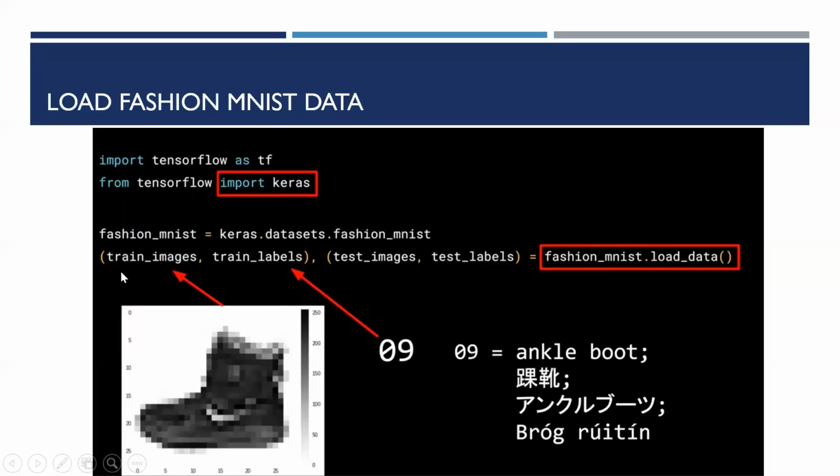So you will have 60,000 training images, and then you will have 60,000 training labels. These 60,000 training images are of 10 classes. So you will have 6,000 images of ankle boots, of coats, of shirts, etc., and you will be training on them. And then you will also have 10,000 test images and 10,000 test labels. This is for your testing after training.